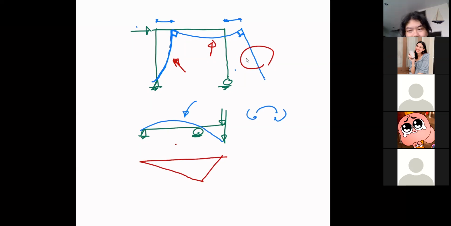This, folks, is what I call talk to the structure. Feel it. Feel the structure. Feel how it is going to behave. See the load. Feel the structure. Okay. That's it for today.